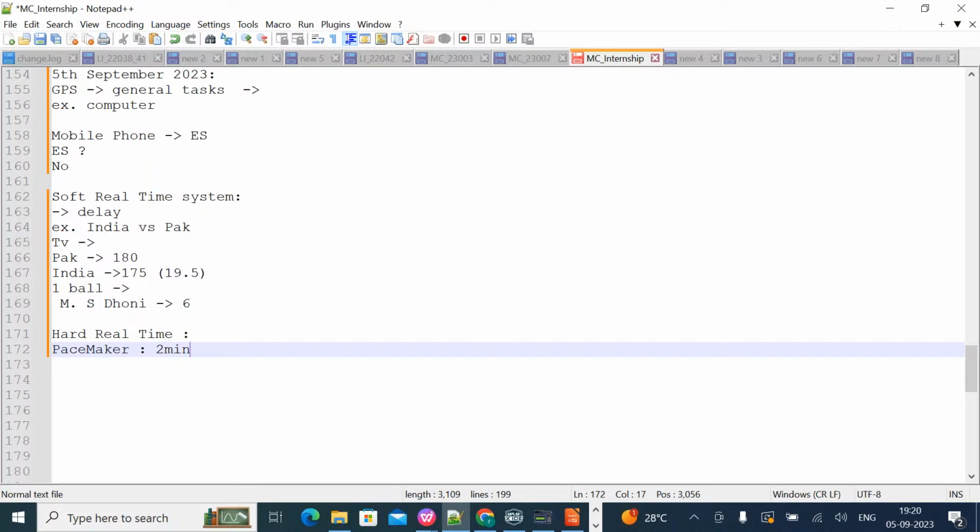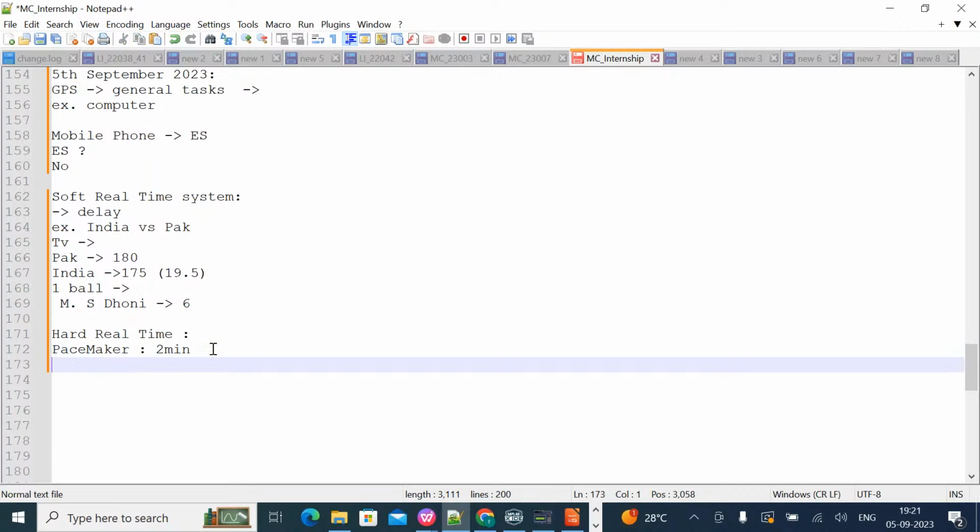Hard real-time systems will be there in life-critical applications. So if the pacemaker is not working for 2 minutes, the heart is not pumping for 2 minutes. Then disaster may happen, right? That person may lose their life. Don't you see directly that it affects human life? So, understood the difference between hard and soft real-time systems?